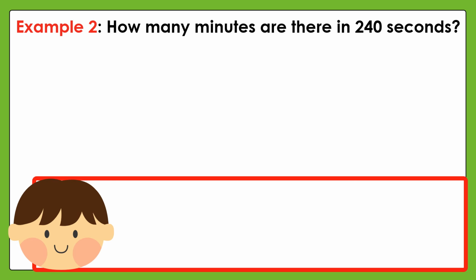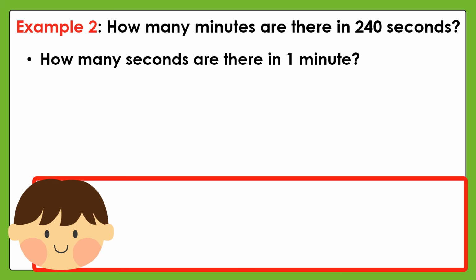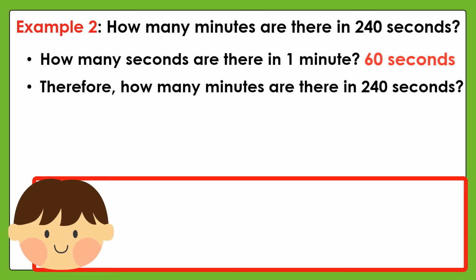Example number 2. How many minutes are there in 240 seconds? How many seconds are there in 1 minute? The answer is 60 seconds. Therefore, how many minutes are there in 240 seconds? The answer is 4 minutes.